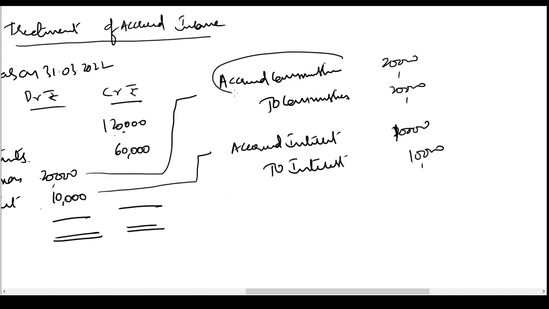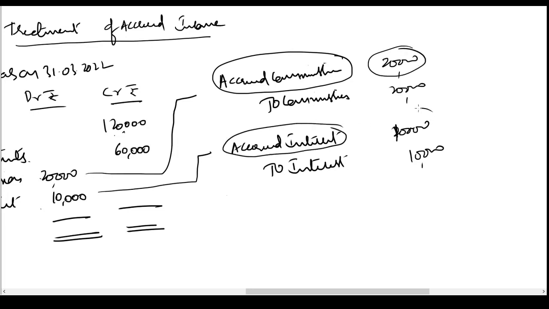This accrued commission ledger has already been debited. This accrued interest ledger has already been debited. That is why they are showing a debit balance and appearing in the trial balance. The income is also already recognized. That means this 1,20,000 includes this accrued commission of 20,000. This 60,000 includes accrued interest of 10,000. So we can analyze it further here.